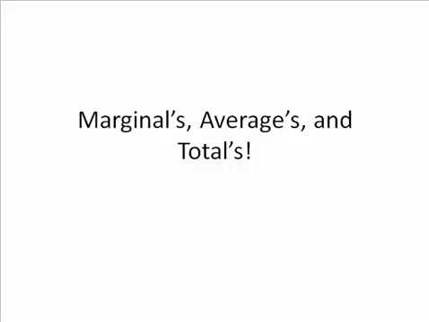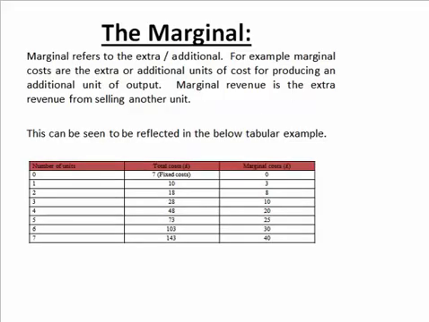Welcome to this introductory lecture on microeconomics. Continuing from where we left off and going straight in, we're going to be talking today about marginals, averages and totals. The marginal refers to the extra or additional. For example, marginal costs are the extra or additional units of cost for producing an additional unit of output. Marginal revenue is the extra revenue from selling another unit.